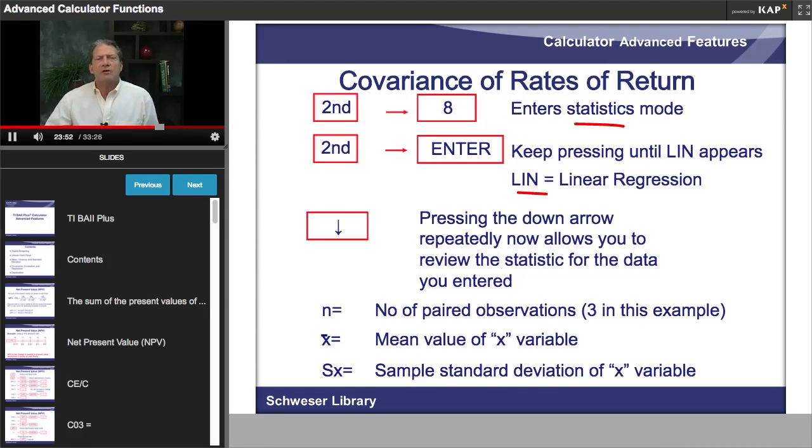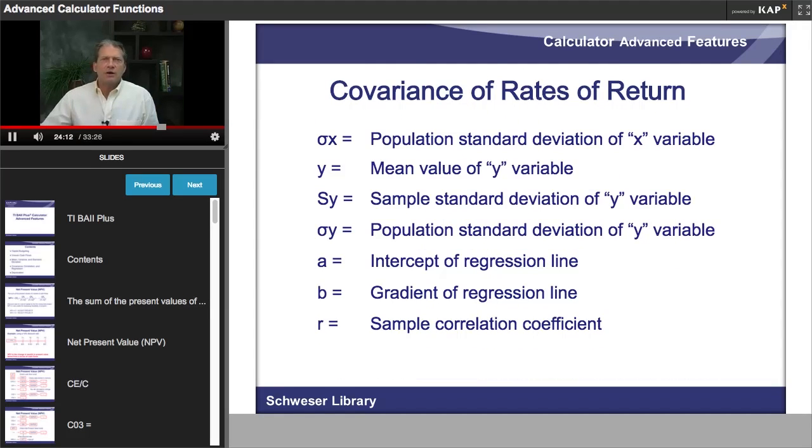Now as we press the down arrows, it'll give us our regression statistics. So what is n? How many observations did we put in? Well, we put in 3. Here's the mean of x. Sx, remember with the letter S, it's the sample standard deviation of the x variable. Keep scrolling down, we'll get the population standard deviation. That's using the Greek letter sigma, lowercase sigma. And then the mean value of y, sample standard deviation of y, population standard deviation of y, intercept of our regression line, and gradient of our regression line.